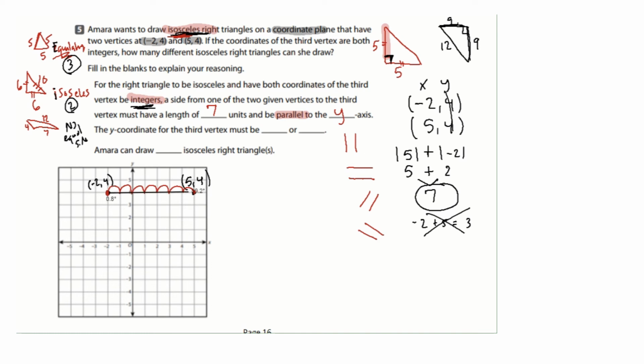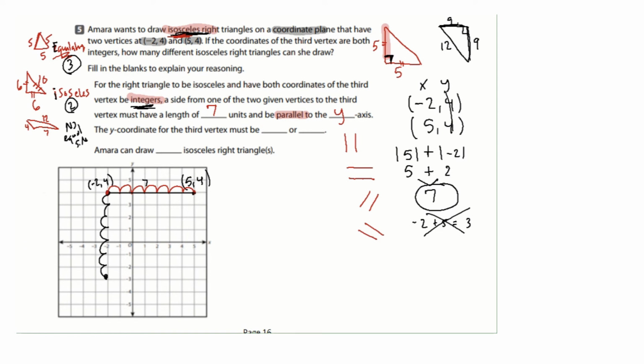Then from here to here is 7 units. I'm going to make a vertex going down. So I need to go 7 units down. I'm going to find my other vertex, because it has to be isosceles. So if this is 7 units, I need 7 units going down, or 7 units going up. 2, 3, 4, 5, 6, 7.